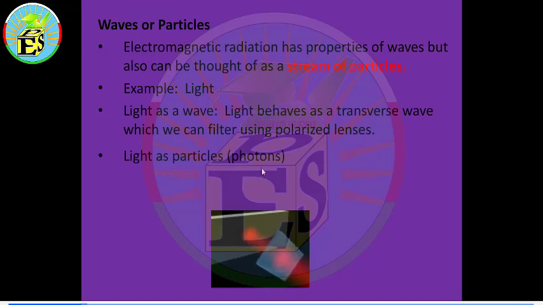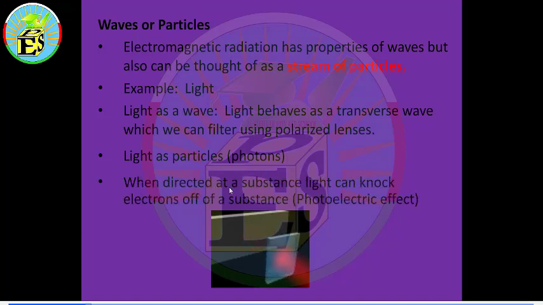Light as particles: photons. If I ask you what light consists of, it consists of photons or transverse waves. A photon is a small particle, you will study it later. The rest mass of a photon equals 0, but it has a mass when it is moving. When directed at a substance, light can knock electrons off the substance. This phenomenon is called the photoelectric effect and we use it in many applications.